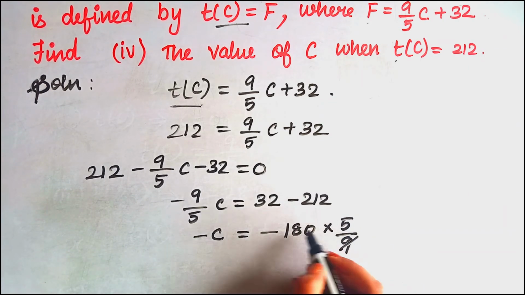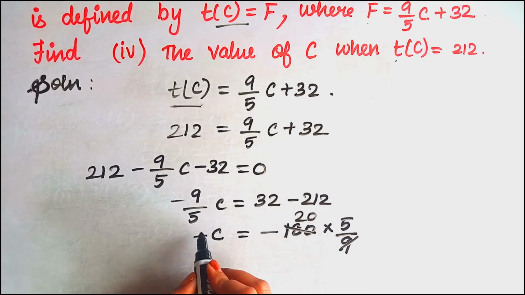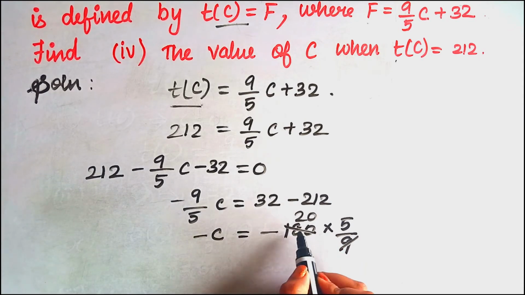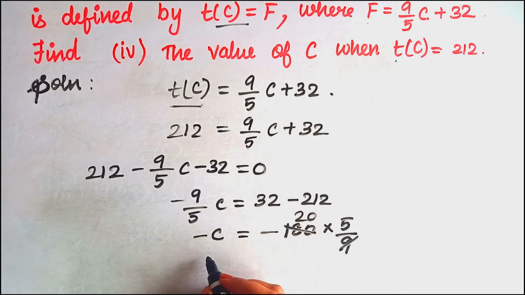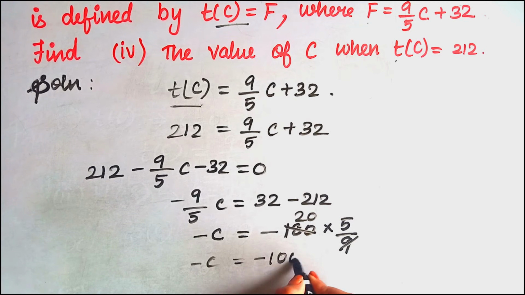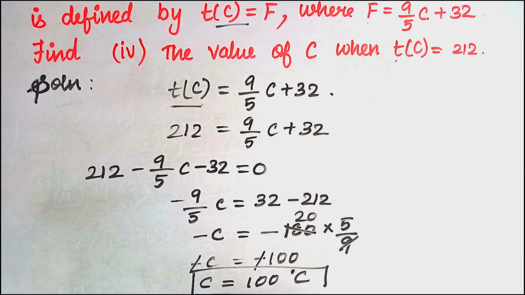Now let's cancel this, we'll get 20. So minus c is equal to minus 20 into 5, it will be 100, right? So we'll get minus c is equal to minus 100, and here the minus and minus will get cancelled, so therefore we'll get c is equal to 100 degree Celsius. Okay, so this is our c. That's it. Now let's go to the fifth subdivision.